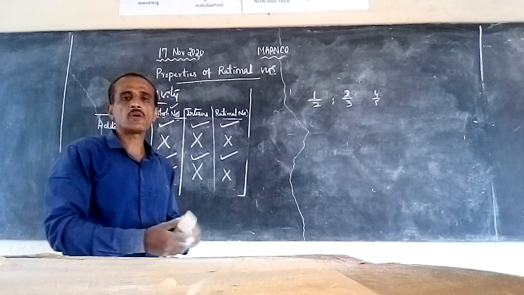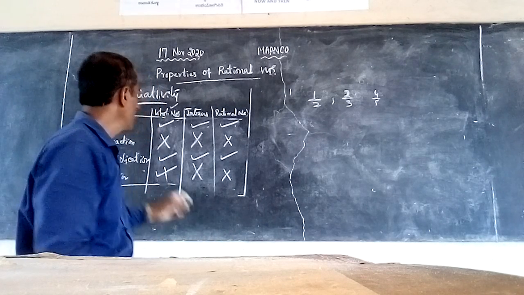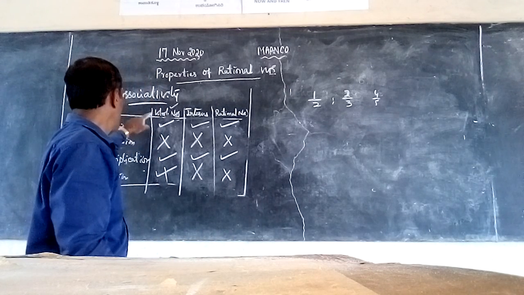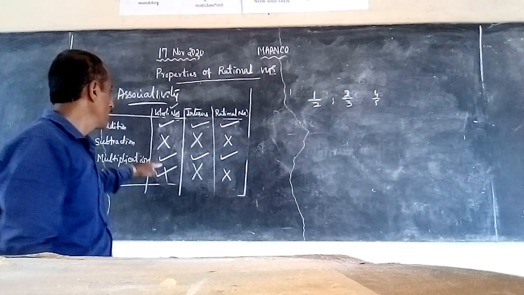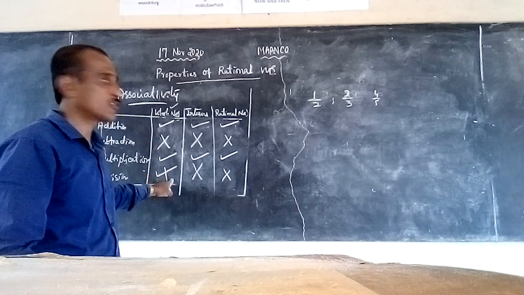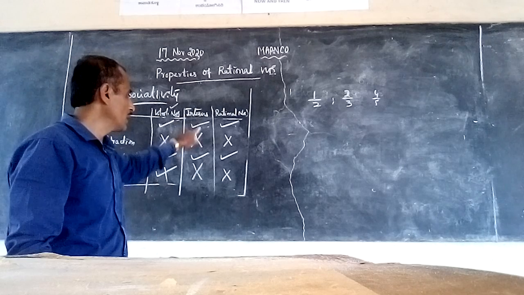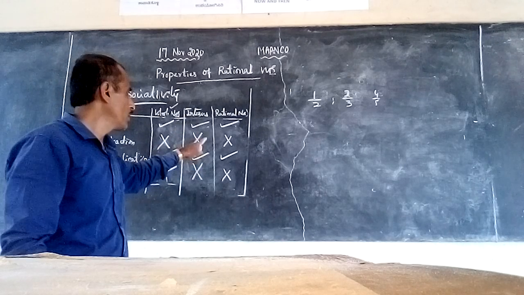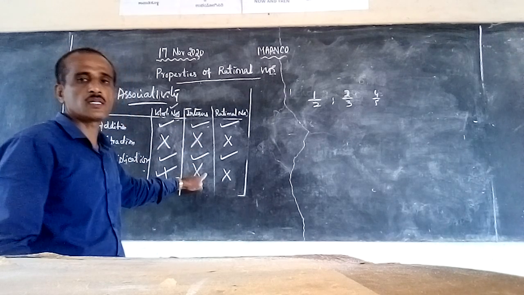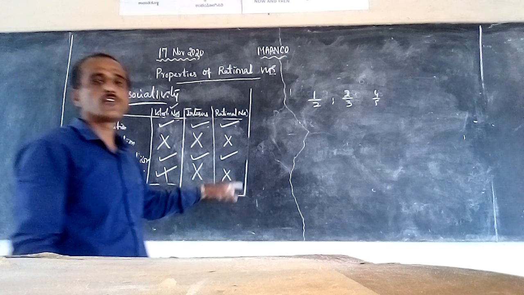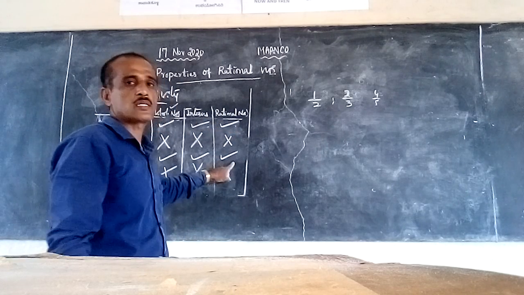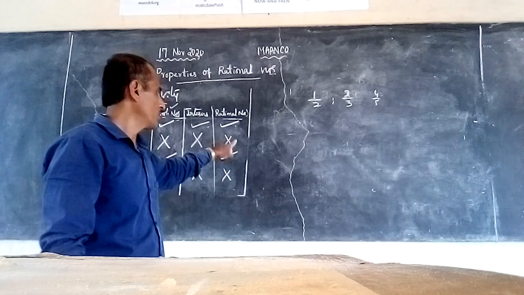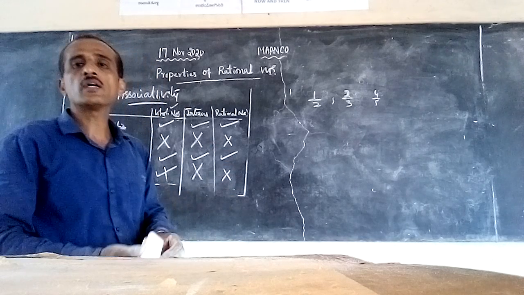Okay, so for associative property, what you can say: for whole numbers, addition and multiplication are associative, but subtraction and division are not associative. For integers also, addition and multiplication are associative, subtraction and division are not associative. For rational numbers also, addition and multiplication are associative, subtraction and division are not associative.